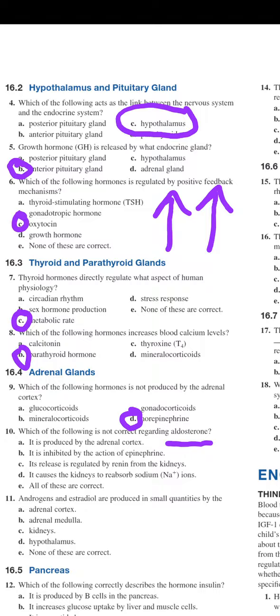Let's read the other options. It is released by renin from the kidneys. Just now I said it. It causes the kidney to reabsorb sodium ions to increase the blood pressure. Correct. I don't think these hormones clash. Yeah, I don't think so.